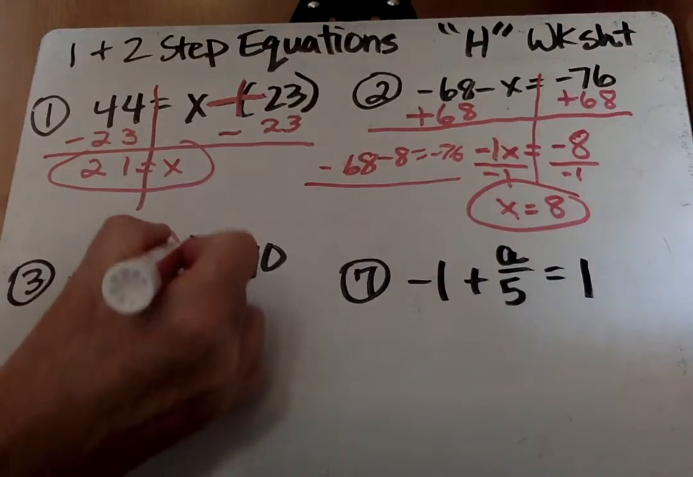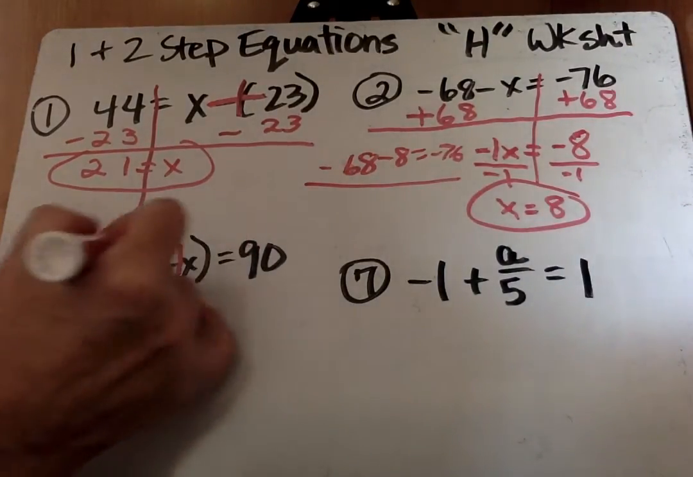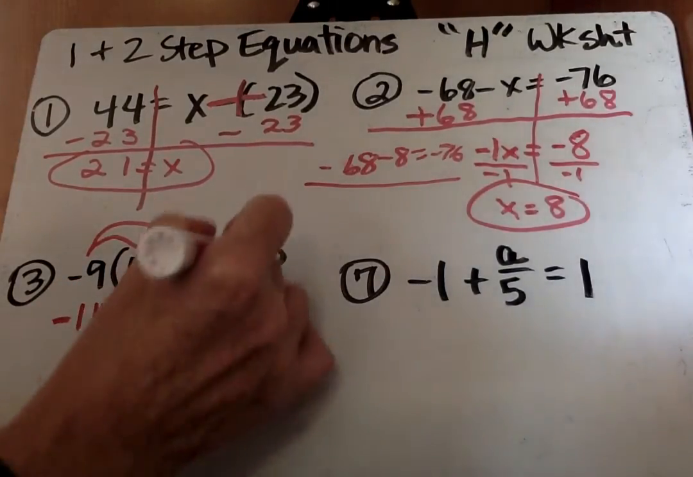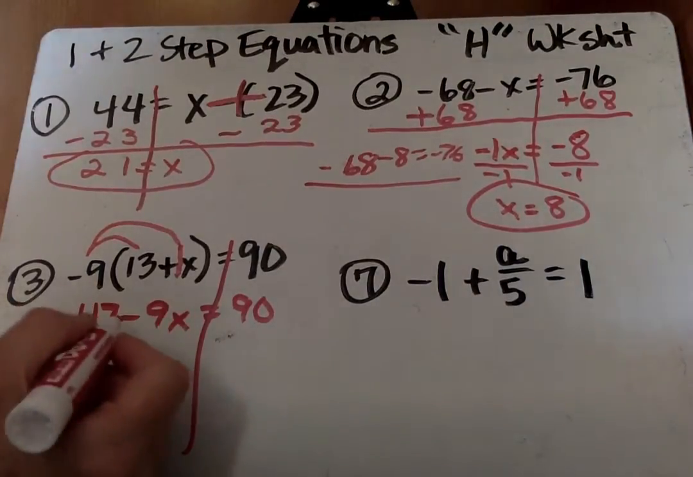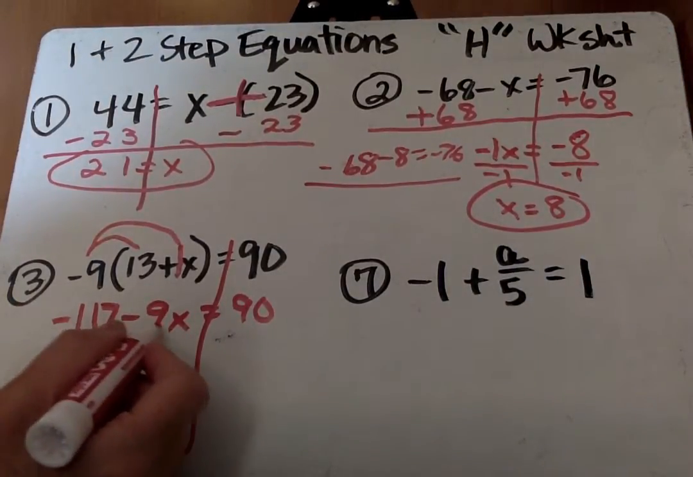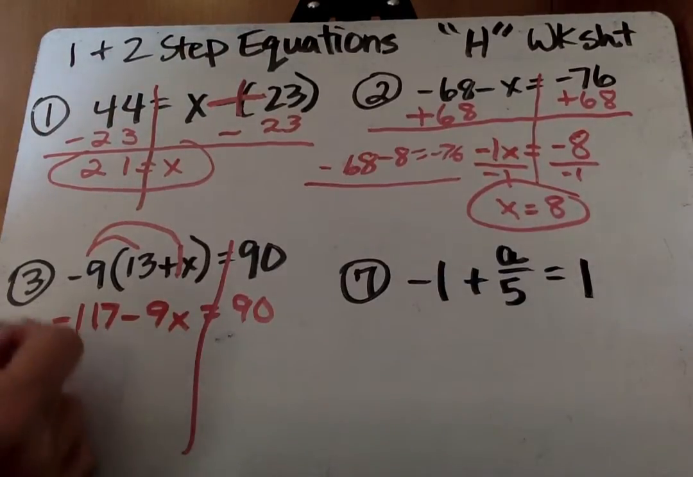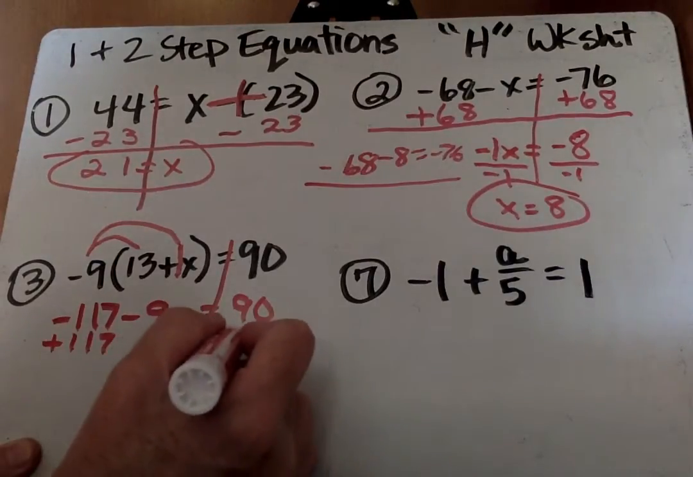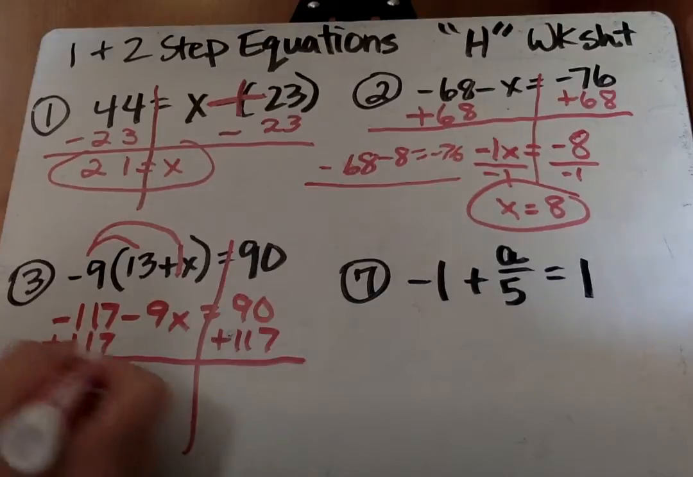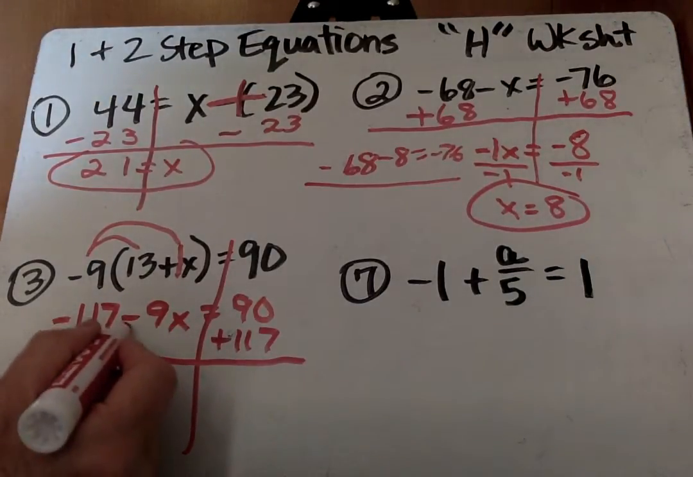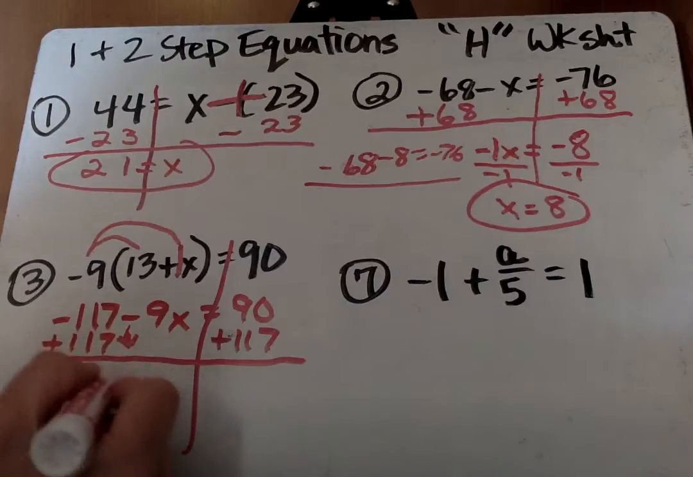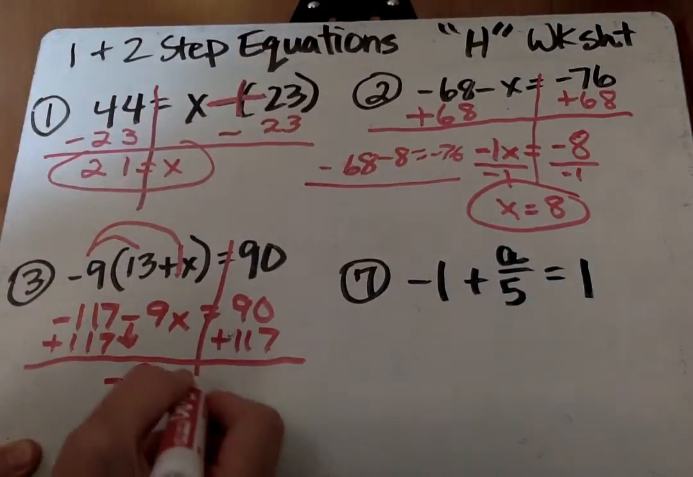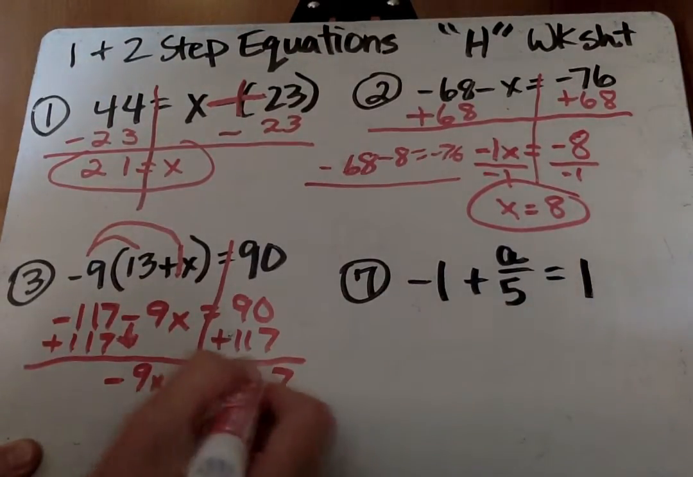Negative 9 times, if you want, you can put a 1 here. Negative 9 times 1, negative 9x. Now, this is negative 117, subtract 9x equals 90. We have to get rid of this first. So we get rid of that by going plus 117. Now, this subtraction sign, make sure you draw an arrow and you bring it down here. Negative 9x. That's not a beautiful arrow, but I'm sure you can make a better one. Equals 207.